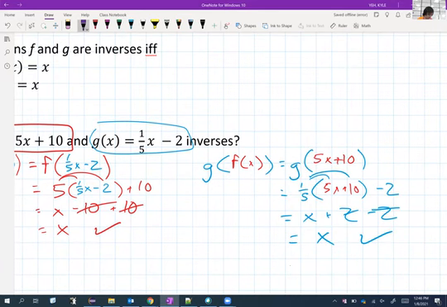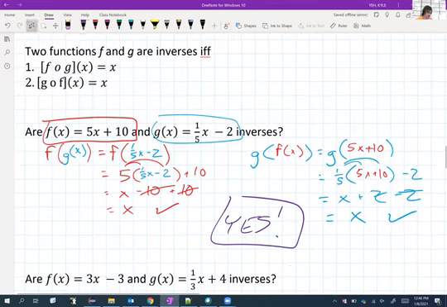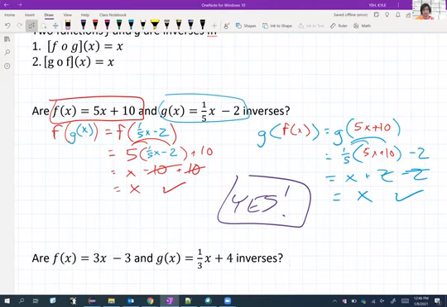So final answer, are they inverses? Yes. They are inverses because both f of g of x and g of f of x simplify to just be x. So practicing those skills from 7.1 is kind of what we're doing right now, that function composition. In order for them to be inverses, both of those composition problems have to come out to just be x.